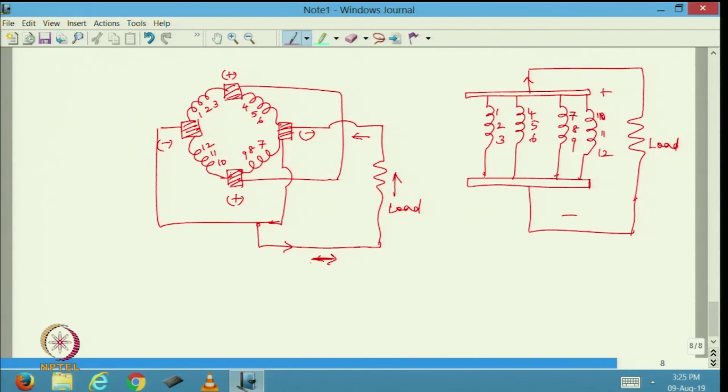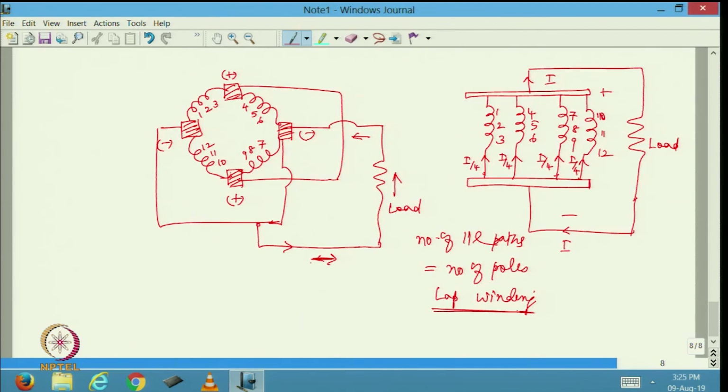This very clearly tells me that there are 4 parallel paths for the current. If I call this I by 4, this is I by 4, this is another I by 4 and this is I by 4, and the total current drawn here is I. So the current supplied to the load is equally divided among the number of parallel paths, and here the number of parallel paths is equal to the number of poles. The way the winding is arranged in lap winding, this is the norm.